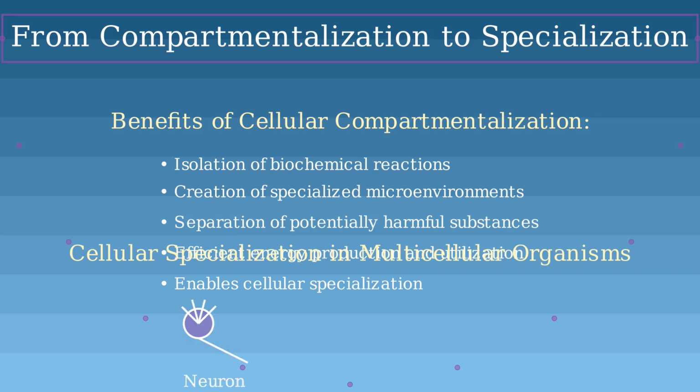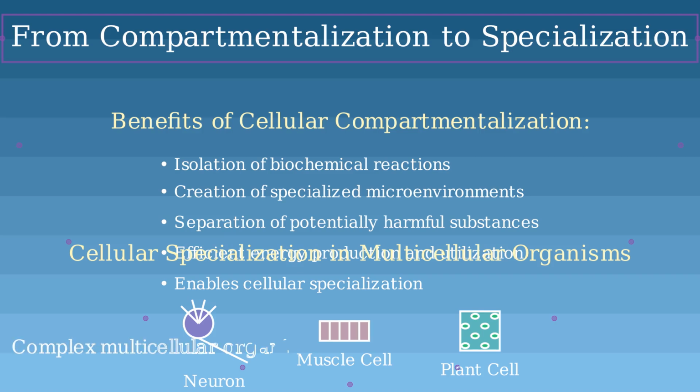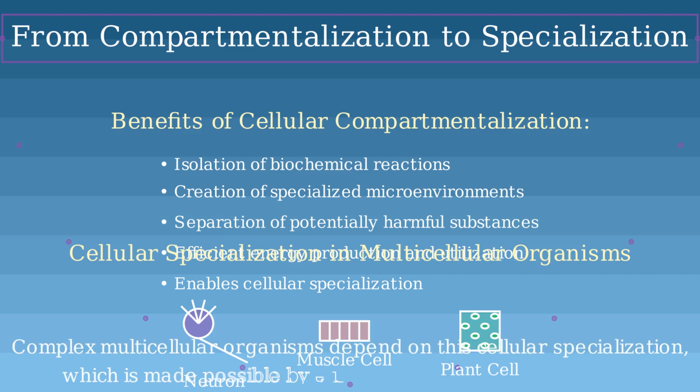For example, neurons specialize in transmitting electrical signals, using their compartmentalized structure to maintain ion gradients. Muscle cells are rich in mitochondria and specialized contractile proteins, allowing them to generate force. Plant cells contain chloroplasts that enable them to produce energy through photosynthesis. Complex multicellular organisms depend on this cellular specialization, which is made possible by eukaryotic compartmentalization.